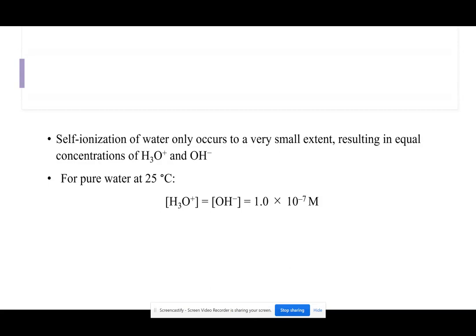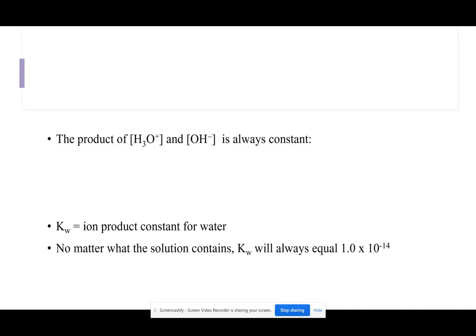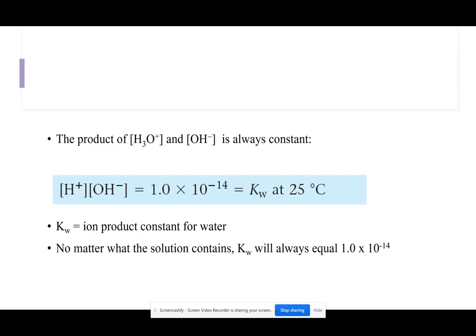In pure water at 25 degrees Celsius, the concentration of hydronium ions and hydroxide ions is 1 × 10⁻⁷ molar. So a very, very small concentration, 1/10,000,000th of a mole in 1 liter. And again, that's at 25 degrees Celsius. If the temperature is different, the percent of ionization would be different as well.